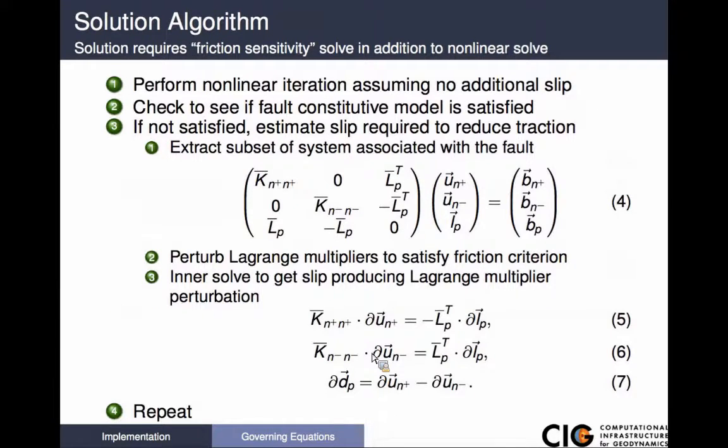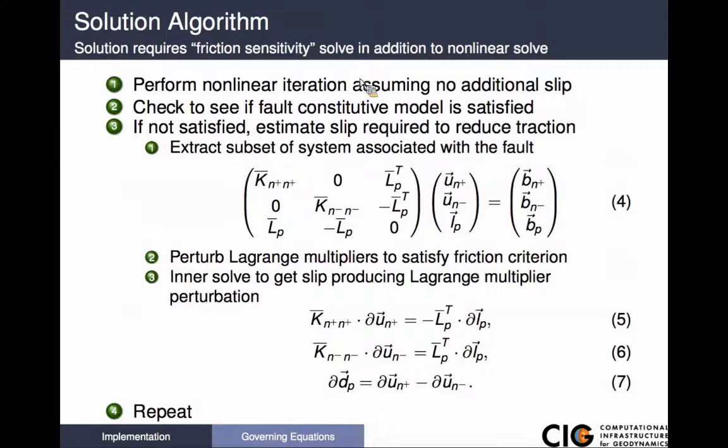Here is the algorithm we use to solve and update the equations based on the friction model. First, we perform a nonlinear iteration, assuming that there's no additional slip at the time step. Then we check to see if the fault constitutive model is satisfied. If it is satisfied, then at that time step there's no additional slip. So basically, we're back in a locked fault condition, or a sticking condition.